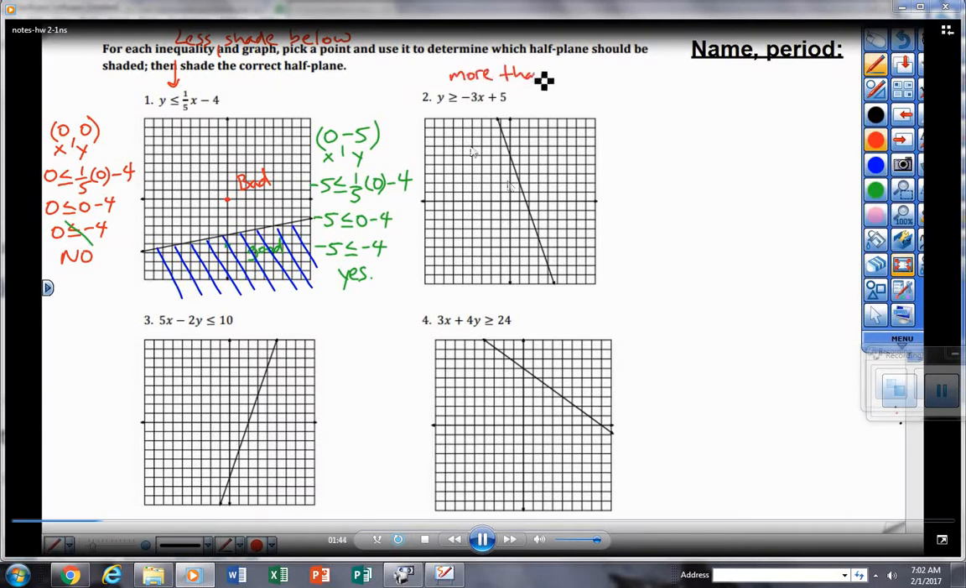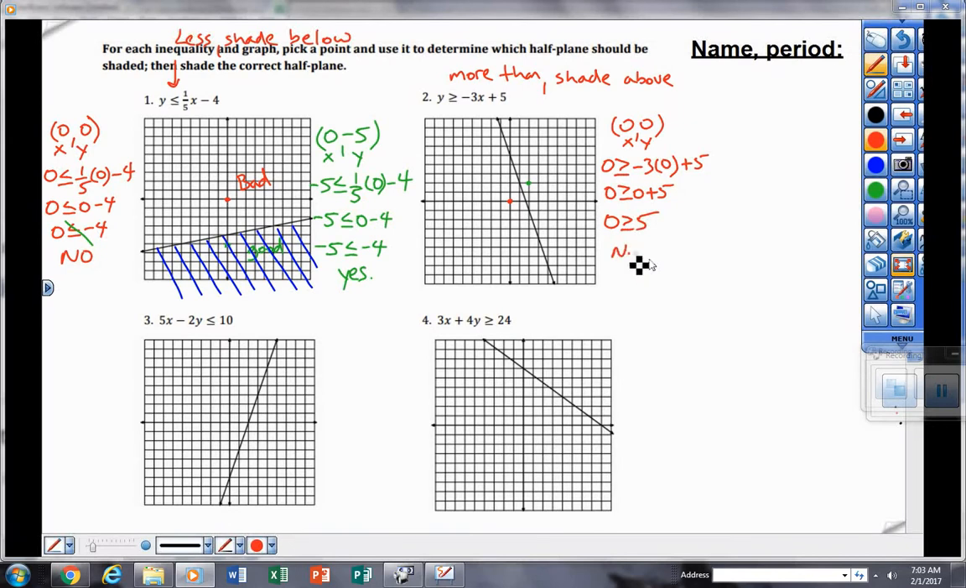Looking at number 2, this inequality is y is more than, which is always shading above. So going into this, I have an idea that the good points will be up here and the bad ones will be below. So I'm going to use red to represent the bad ones and green to represent the good. When I plug in 0, 0, 0 for x, 0 for y, gives me 0 greater than or equal to negative 3 times 0 plus 5. 0 greater than or equal to 0 plus 5. 0 is not greater than 5. That is a false statement.